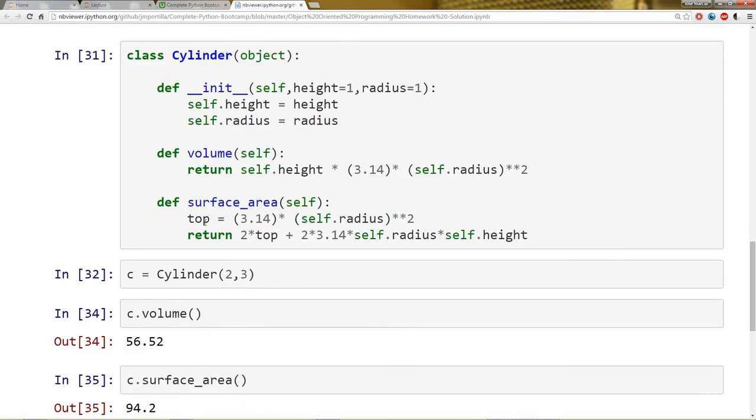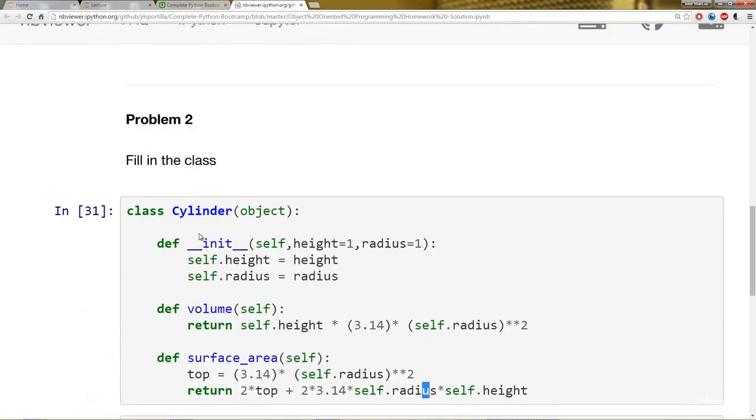And for the surface area, to make it a little more readable, I defined the top as pi r squared, so that's the top of the cylinder. And then the total surface area is going to be 2 times the surface area of the top, so the top and the bottom, and then 2 times pi times the radius times the height. And you can go ahead and look up the surface area equation for a cylinder to make sure that's correct. And that's all there was to it.